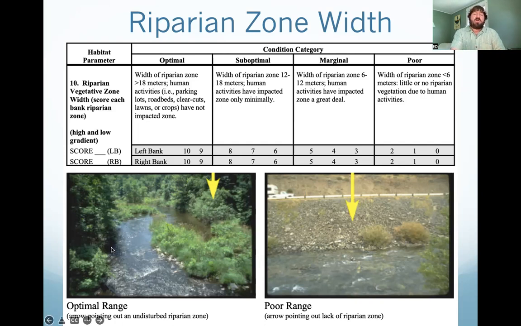So on the left here, you see pretty wide. This is really looking at the width of that zone. You see pretty wide riparian areas on each side. And on the right, you see at least one side here that doesn't have that vegetation. But not only does it not have the vegetation, there's only so much space from the bank to that road. And even if there was vegetation there, that's going to limit it to some extent.